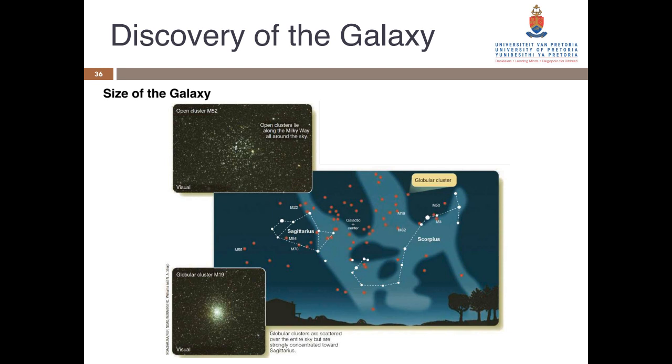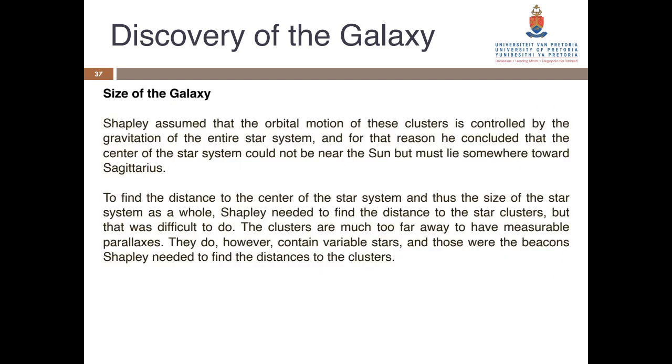So in this image, we can see the different clusters. Here in red, we can see the globular clusters that are scattered over the entire sky but are strongly concentrated towards Sagittarius. Shapley assumed that the orbital motion of these clusters is controlled by the gravitation of the entire star system. For that reason, he concluded that the center of the star system could not be near the Sun, but must lie somewhere towards Sagittarius.